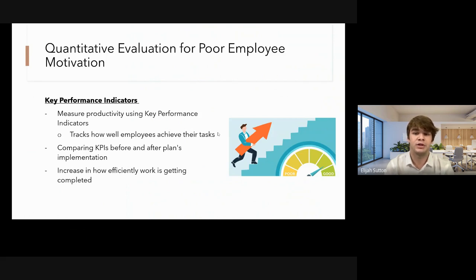Making improvements in employee productivity stands as a pivotal factor in assessing the plan's impact. One America could measure productivity using key performance indicators or KPIs, which are just specific metrics that track how well employees are achieving their tasks and objectives. By comparing these KPIs before and after the plan's implementation, they aim to see if there's a notable increase in how efficiently work is getting done.